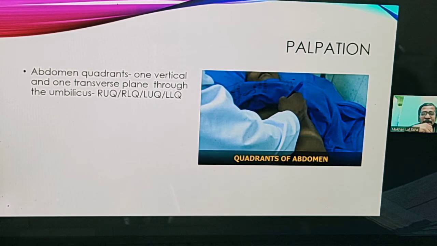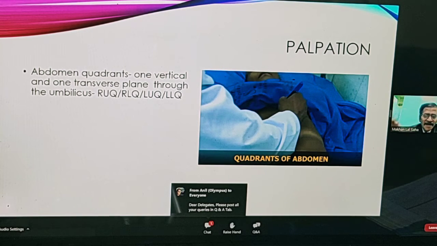Then abdominal palpation is a very important part of examination, and before you start examining the patient, you should have an idea about the different regions of the abdomen. Unless you have that in your mind, you cannot make out where the lump is located, which area you are examining. So the abdomen can either be divided into quadrants.